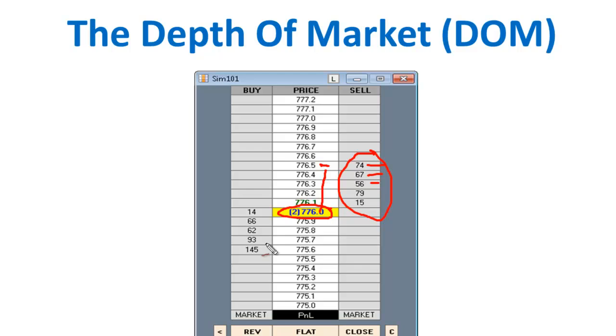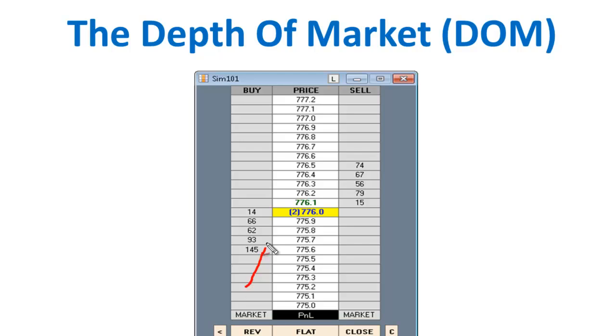Same way down here, these guys are saying, hey, I'm willing to buy this market, but only if it gets to my price. In this case, this guy's down here, 775.60. So if you spend lots and lots of time watching this, you can start to pick up on these changes in order flow.